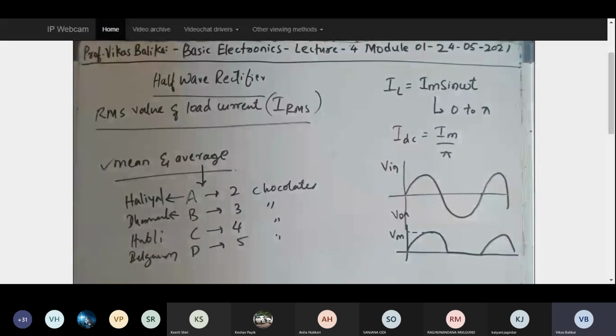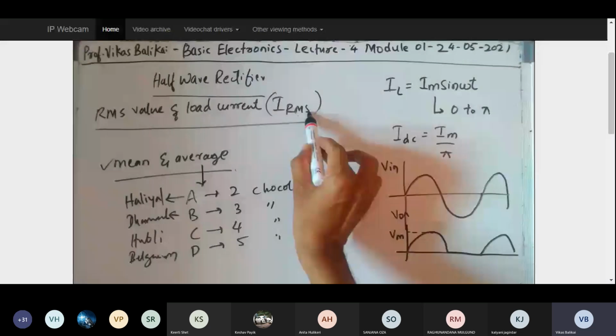But if I just have all four people in the same locality and I can easily quantify them, I say what is the average number of chocolates that each person is having. So this is basically the difference. Now, why are we calling it root mean square and not root average square? I'll talk about that in a couple of minutes when I draw a waveform.